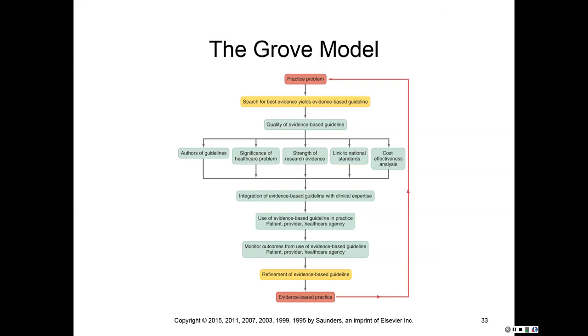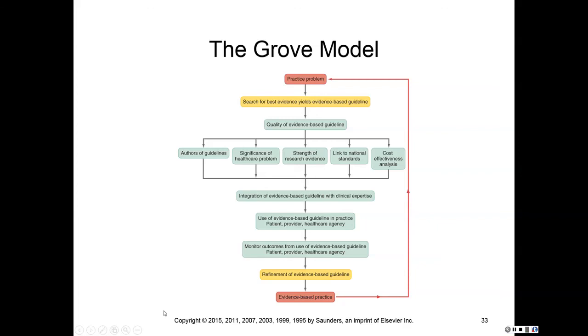This is the GROVE model. This is rather new, 2015. So here we have nurses see a practice problem, they search for the best evidence, they look at the evidence-based guidelines, and then they appraise the authors, the significance, the strength of the evidence, the link to standards, and cost effectiveness. They may decide to integrate the evidence-based guideline with clinical practice.